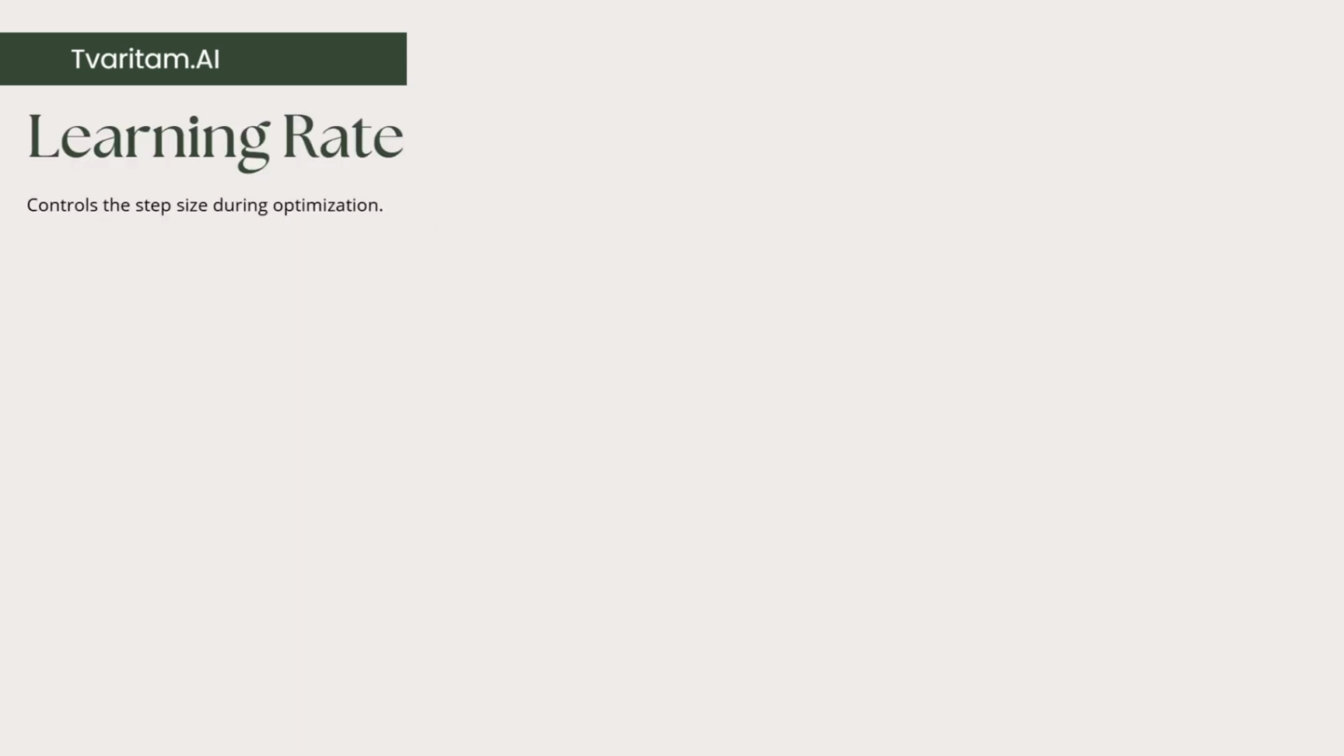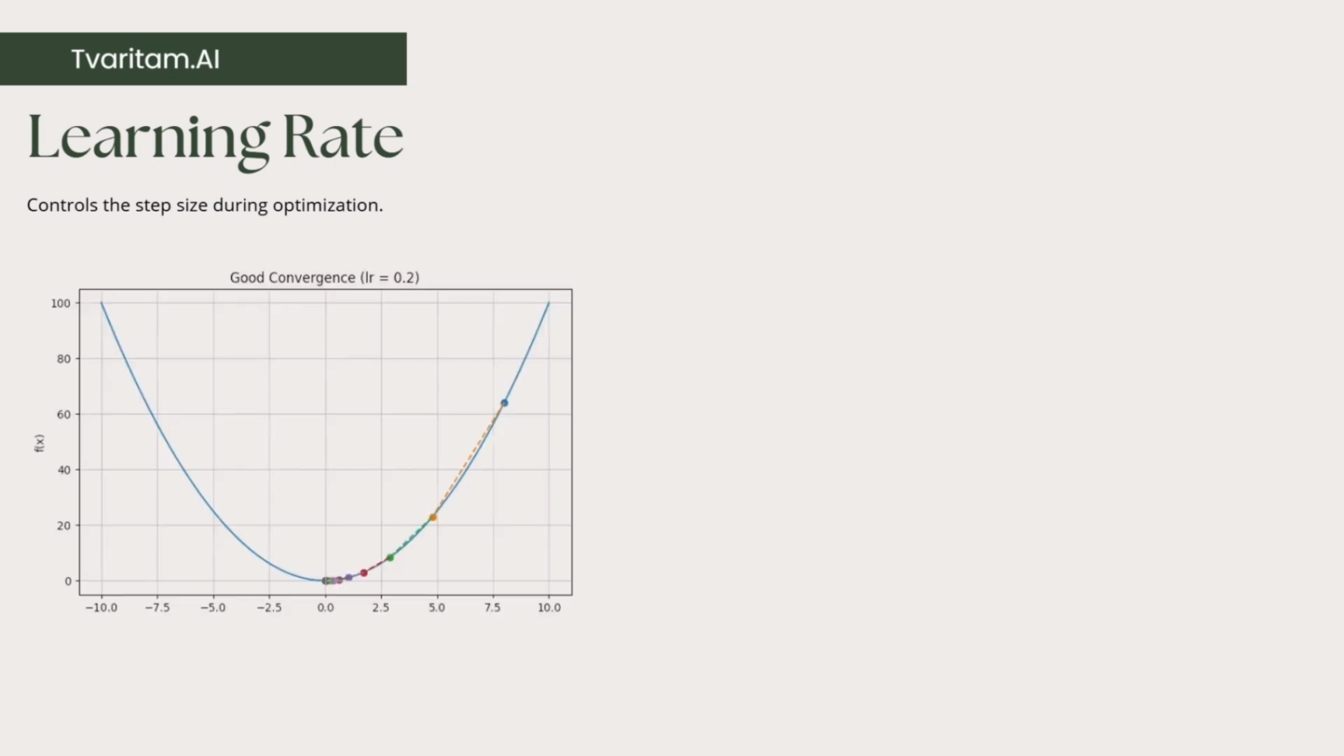Now let us focus on learning rate. Learning rate controls the step size during optimization and is one of the most important hyperparameters. A good learning rate helps the model converge efficiently to the minimum.